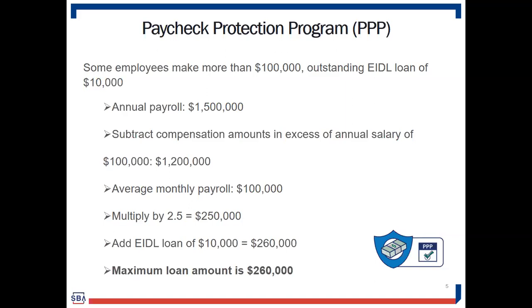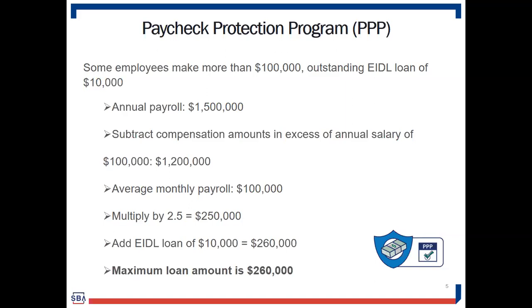So what you do is you're going to subtract out the excess cash and tip portion. So in this particular example, that gives us an annual salary amount of $1.2 million. And so on average, that's going to put us at a monthly average of $100,000.